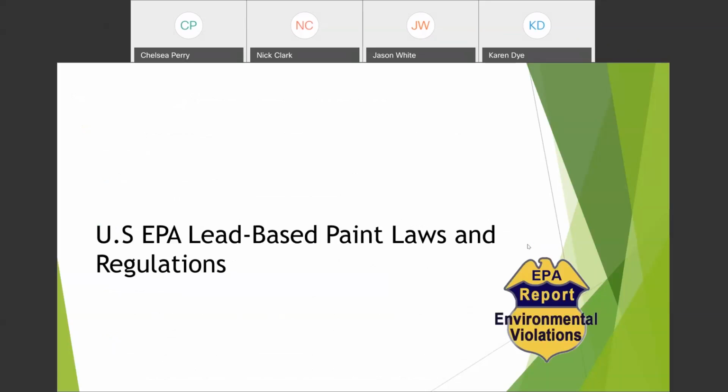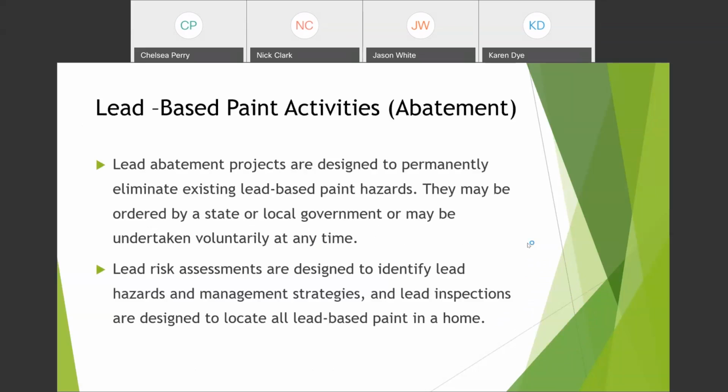The EPA's mission is to protect public health and the environment. To ensure the EPA accomplishes its mission, it administers and enforces federal laws. Lead abatement and renovation, repair, and painting activities may sometimes look similar, but these two programs are regulated differently and require different certification. Let's go into further detail on each program.